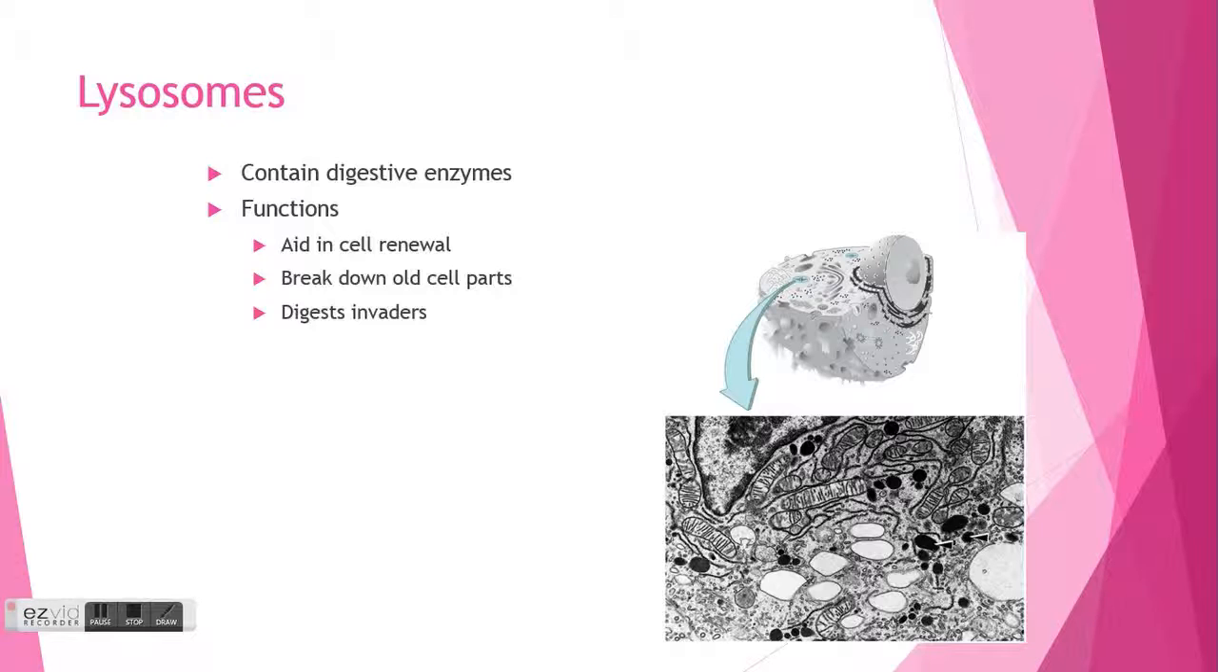It also can digest invaders, which is an important thing. If the cell realizes there's an invader, it'll put a wall around the invader, and then the lysosome will come over and kill the invader with its enzymes. Now, if a lysosome erupts inside of a cell, the cell will actually be eaten from the inside out. The enzymes will just kill everything, eat everything.